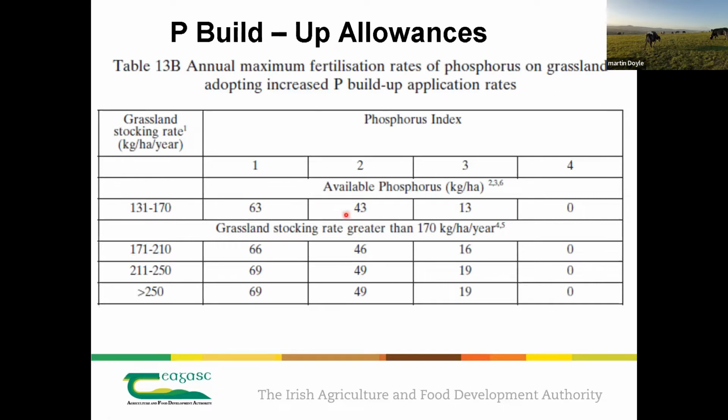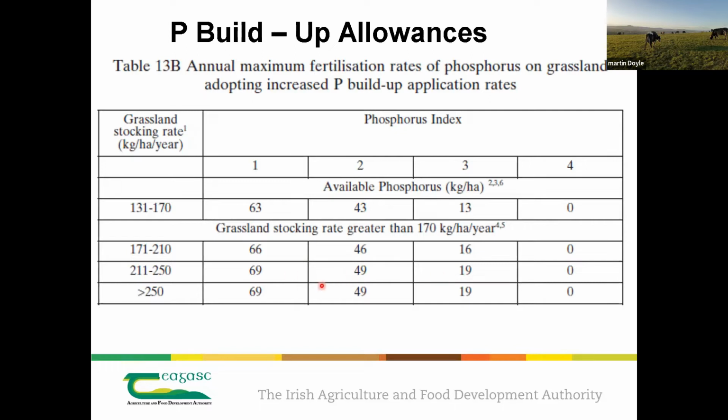This is just limits wise. So this is back to index 1, the amount of phosphorus we're allowed to try and raise the limits. But if we come over here to index 3, which is maintenance, this is 19 kilograms per hectare, which is 15 units per acre. So that's maintenance at this stocking rate.